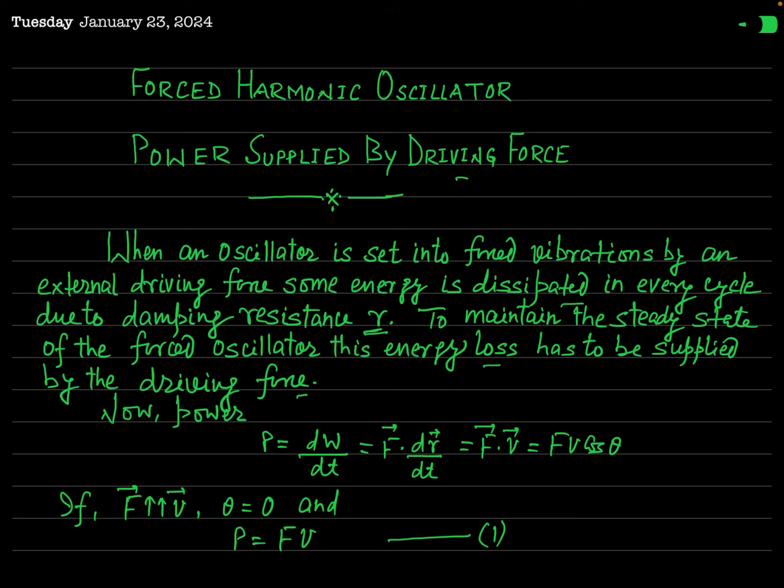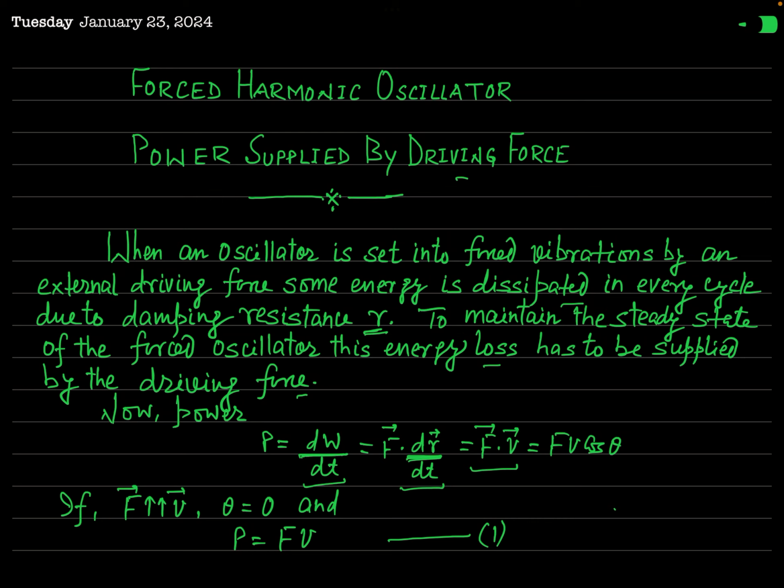If you consider that in a short interval of time dt, dW is the work done by the external agency on our oscillator, then the power supplied to the oscillator by the driving force will be defined as P equal to dW by dt. But you know from the definition of work done that dW is equal to F dot dr, where dr is the elementary displacement. So power will be F dot dr by dt. What is this dr by dt? This is simply the velocity of our oscillator. So the power supplied to the oscillator by the driving force may be given as F dot v, where F is the applied periodic force.